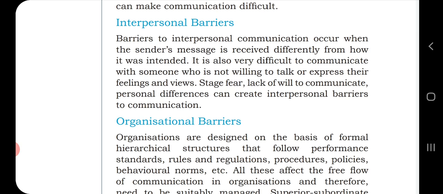The person who is sitting listening to you has a completely different perspective on whatever you are saying. Then what happens? Instead of saying, "No, I don't agree with you," a person can choose to be quiet, and then there is a personal difference. So this can also be a barrier if that person fails to communicate it properly.